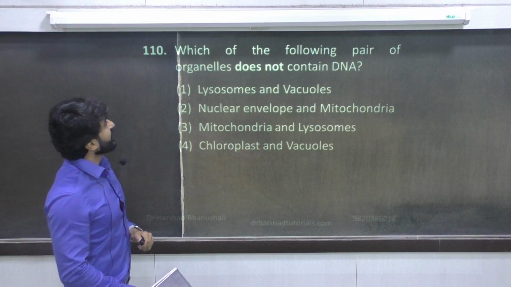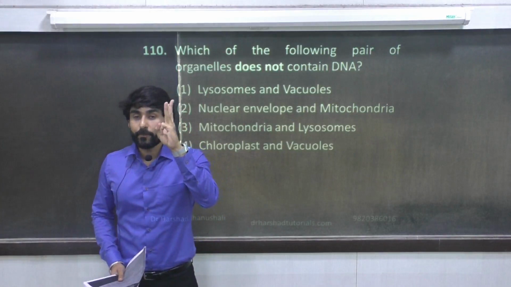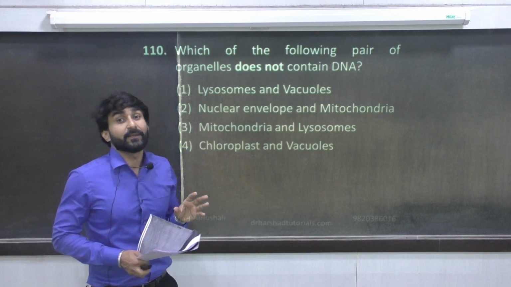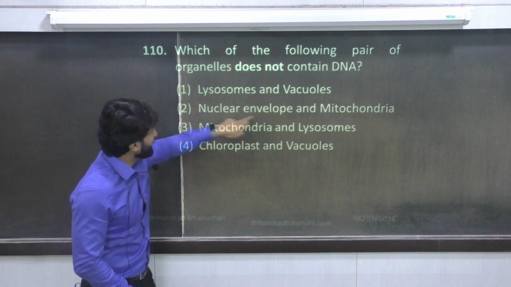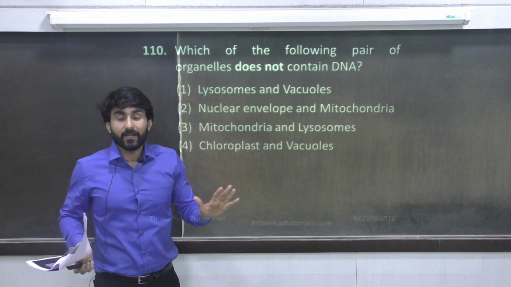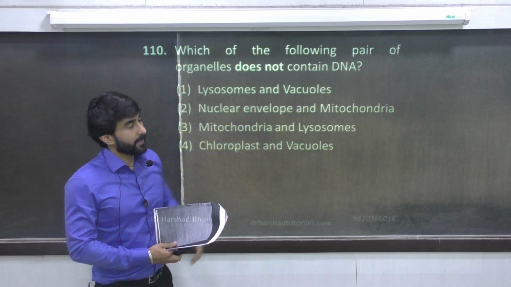110. Which of the following pairs of organelles does not contain DNA? You should know, nucleus contains DNA, mitochondria contain DNA, chloroplasts contain DNA. Nucleus, mitochondria and chloroplast are the ones which contain DNA. The first option does not have mitochondria, so that's the answer again. The second has mitochondria, so this can't be our answer. Third has mitochondria, can't be our answer. Fourth has chloroplast, can't be an answer. They have said does not contain DNA, so this is ruled out, this is ruled out, this is ruled out. This is our answer: lysosomes and vacuoles do not contain DNA. So for 110, the answer would be statement 1.